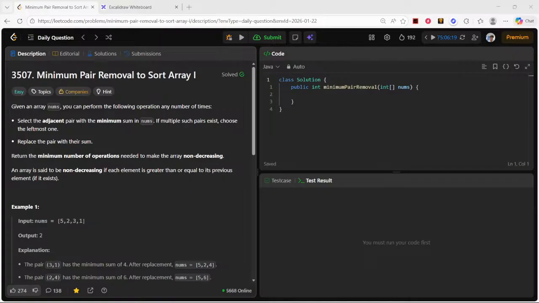Let's do the code. Let's see if it's running or not.